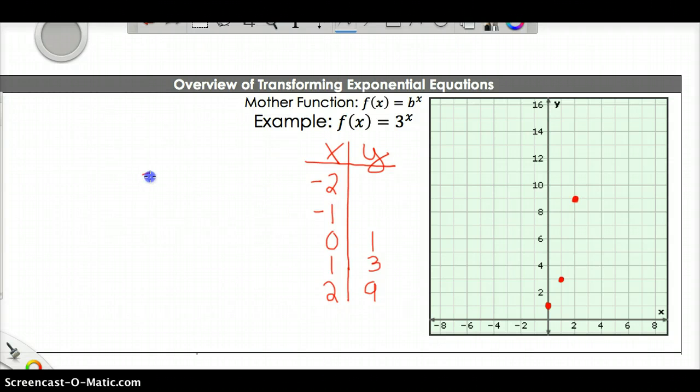And let's remember here that if I do 3 to the -2 power, which I get by taking -2 and plugging it in for x, that's the same as 1 over 3 to the +2 power, which equals 1/9. And if I do 3 to the -1st power, that's the same as 1 over 3 to the +1st power, which is just 1/3.